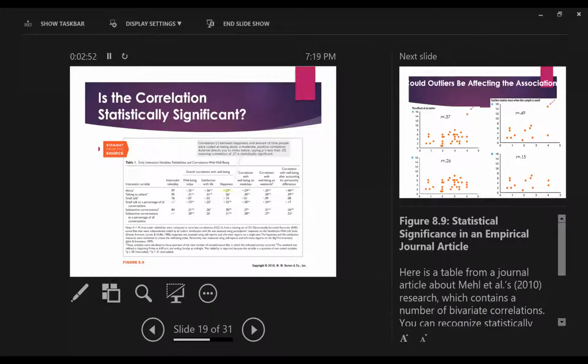So if you look here, you have the daily interaction variables, the reliability and correlations with well-being. And you can see here's the overall, can you guys see my cursor? I'm on my other screen, maybe you can't. Well, okay, if you look here, it's just much smaller. It's the overall correlation with well-being and happiness specifically. And you can see here, the asterisk means that it is significant. If you look down here at the little footer, it says that it's significant at a 0.05 value. And if it's got two asterisks, here we are at negative 0.35, that's significant at a 0.01 value.